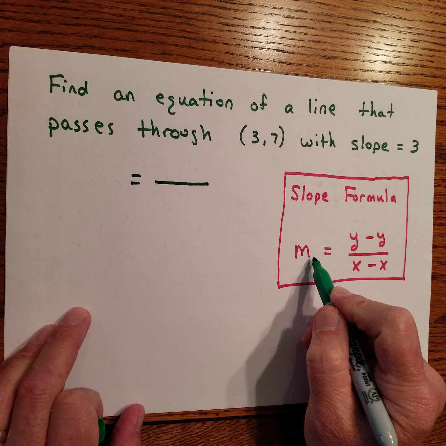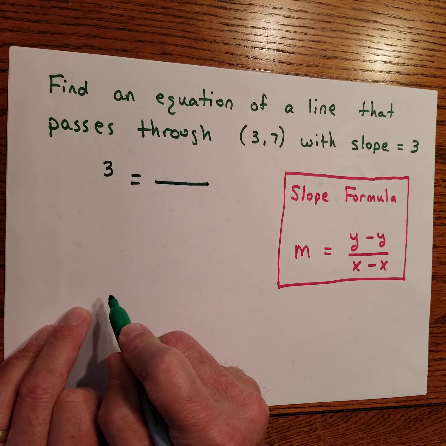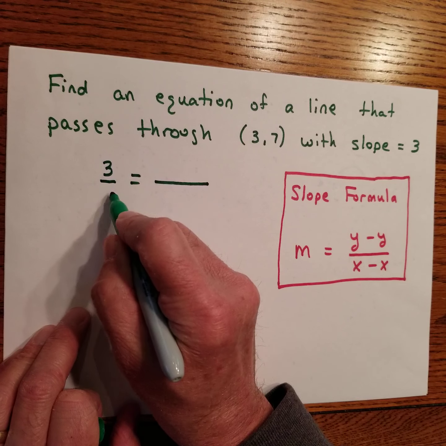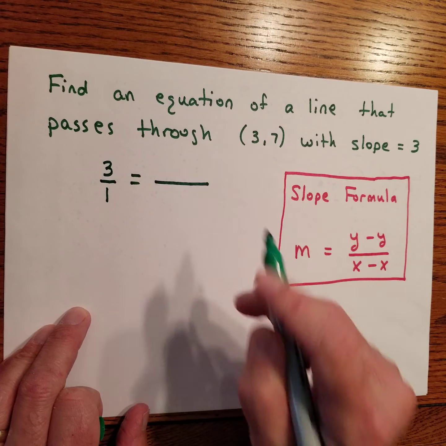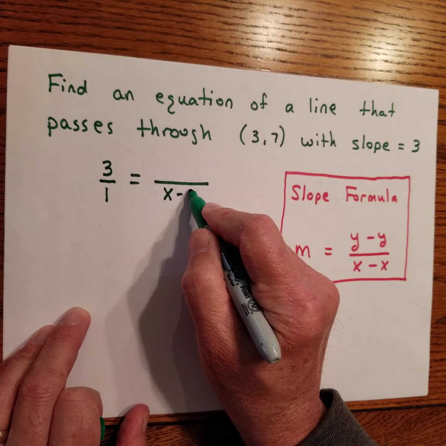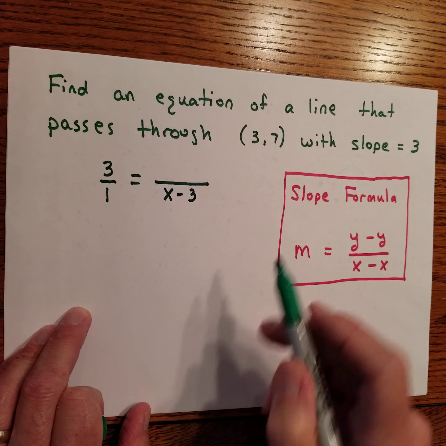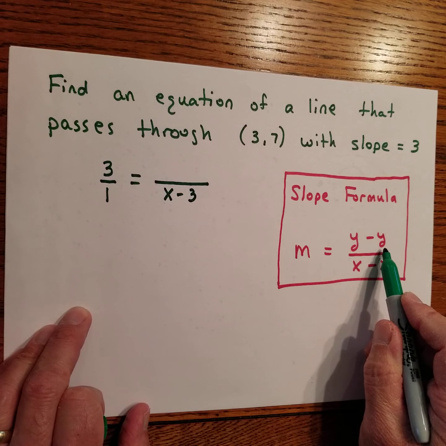Do I know the slope? I do. It's 3. Let's make that 3 look like a fraction. This 3 is an x number. Plug it in for x here. This 7 is a y. Plug it in for the second y.